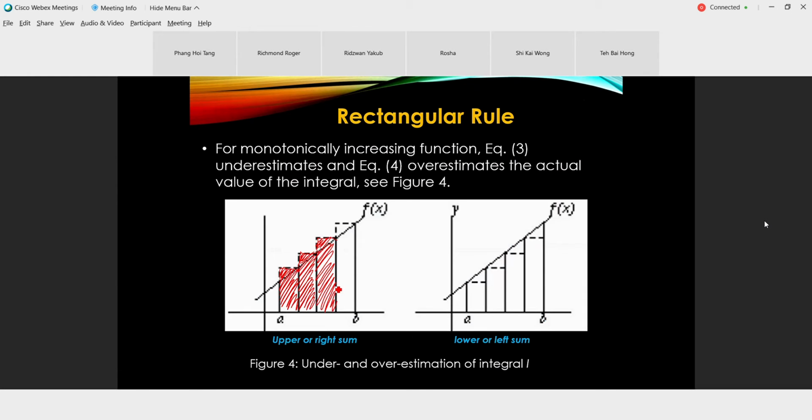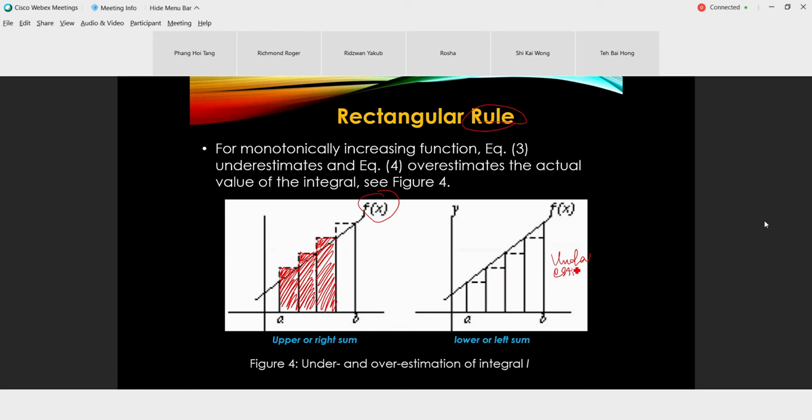So what is the big problem when you use rectangular form? When you use the rectangular rule, you can have underestimate and overestimate of the actual value of your integration. If you estimate using the rectangular rule over f(x), this value will overestimate. If you use the rectangular rule and set it below the function, then your value is underestimate.